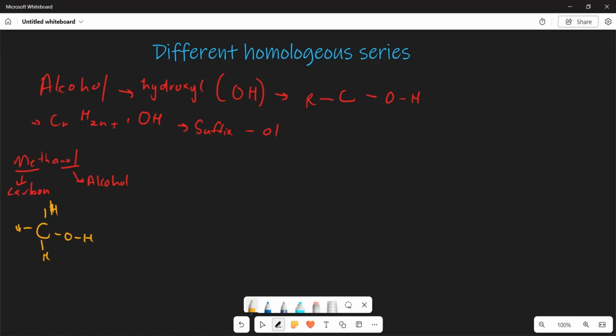Now let's look at the next alcohol that we are going to have here. Our next alcohol is ethanol. Let's say you are given the second example, ethanol. Now, what is going to be the ethanol therefore? The ethanol is going to be given by what? Eth means you are having how many carbons? You are having 2 carbons.